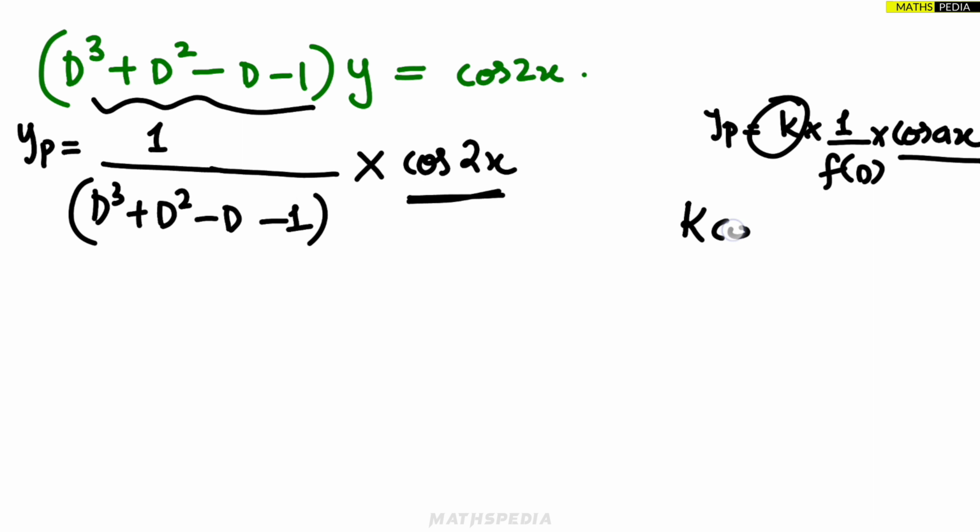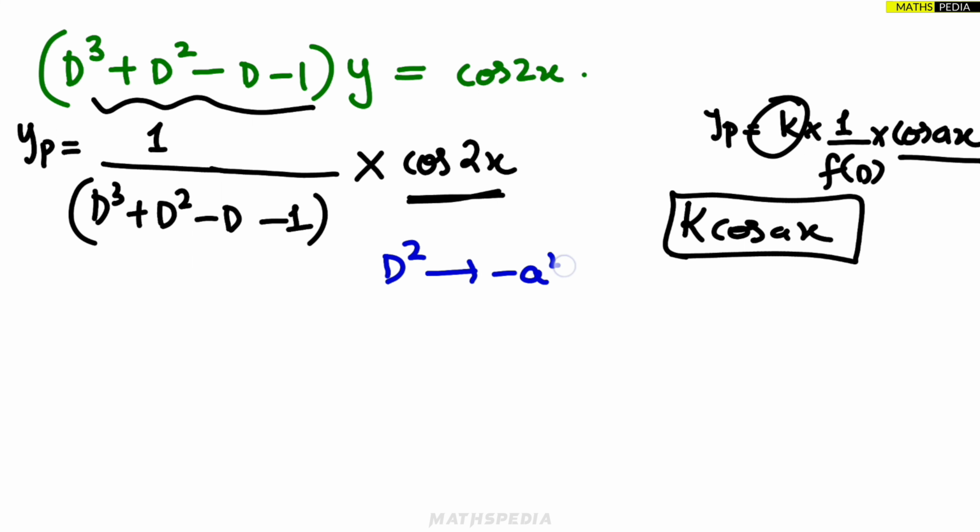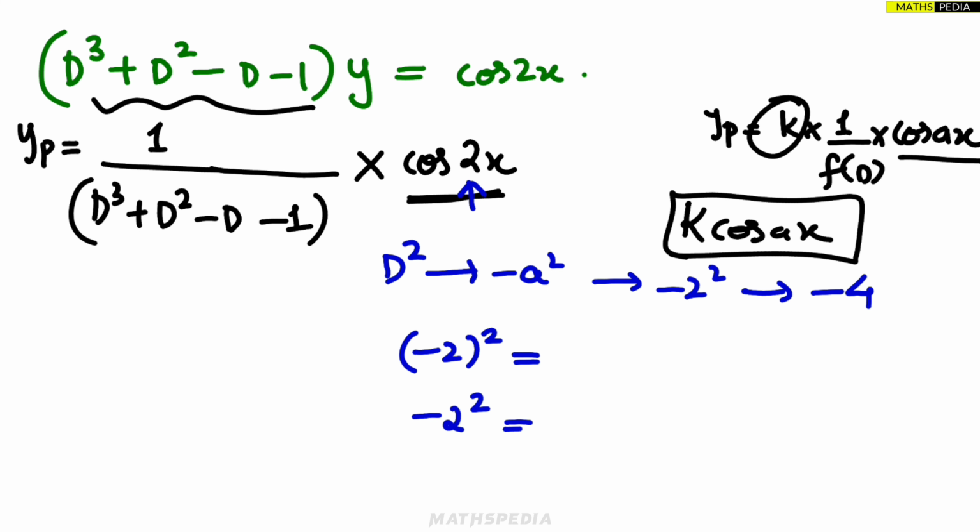This is a case for k cos ax or k sin ax. In that particular case, what is the step we are going to do? We are going to substitute d square value as minus a square. What is a here? A is nothing but 2. So minus 2 square. What is the answer for minus 2 square? Minus 4. See here, minus 2 the whole square and minus 2 square, there is a difference. Minus 2 the whole square means minus 2 into minus 2, which is equal to plus 4. Minus 2 square is nothing but minus 2 into 2, which is equal to minus 4. So there is a difference between both. The thing is that in this particular case, we can only substitute for d square. We cannot substitute for d cube and d. So what we are going to do, we will understand that.